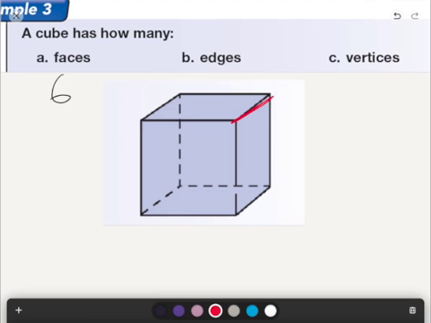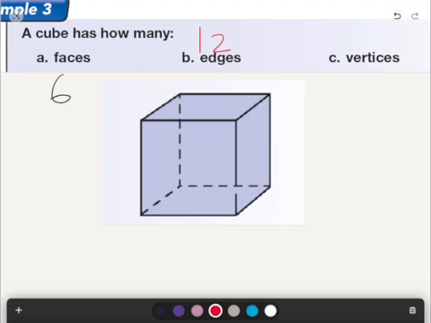It has 12 edges. Right, so here we could go 1, 2, 3, 4, 5, 6, 7, 8, 9, 10, 11, 12. Very nice. 12 edges. 12 up here. Okay, and then vertices.